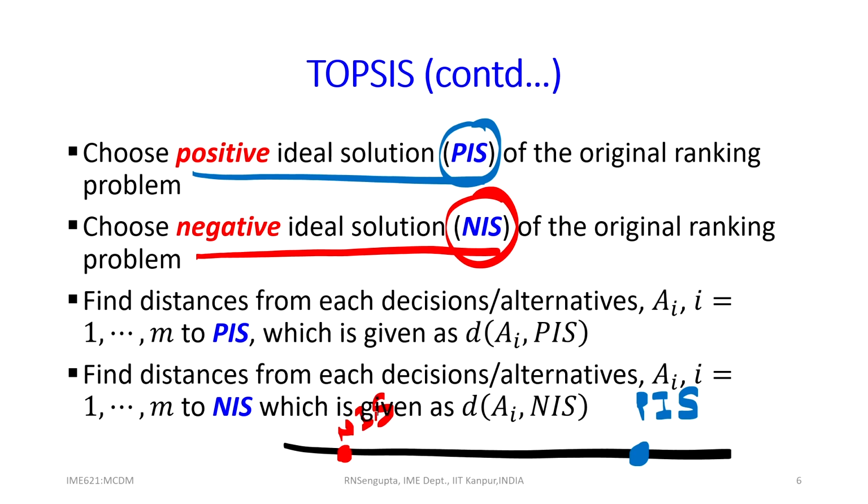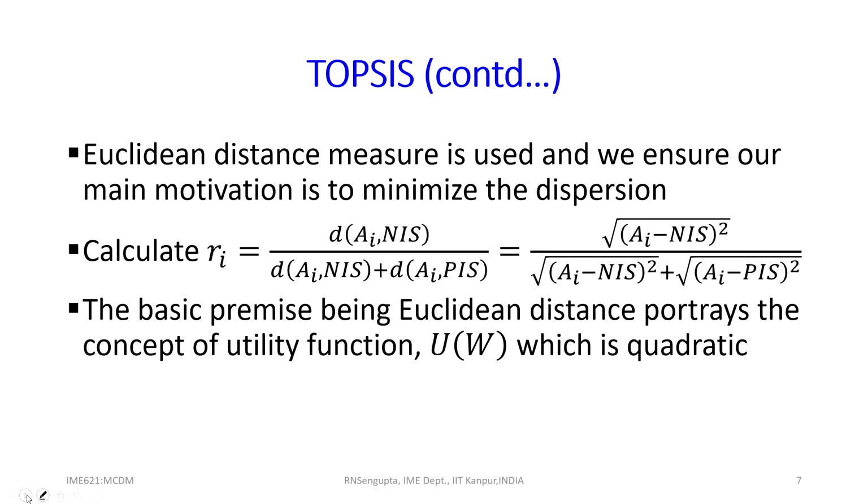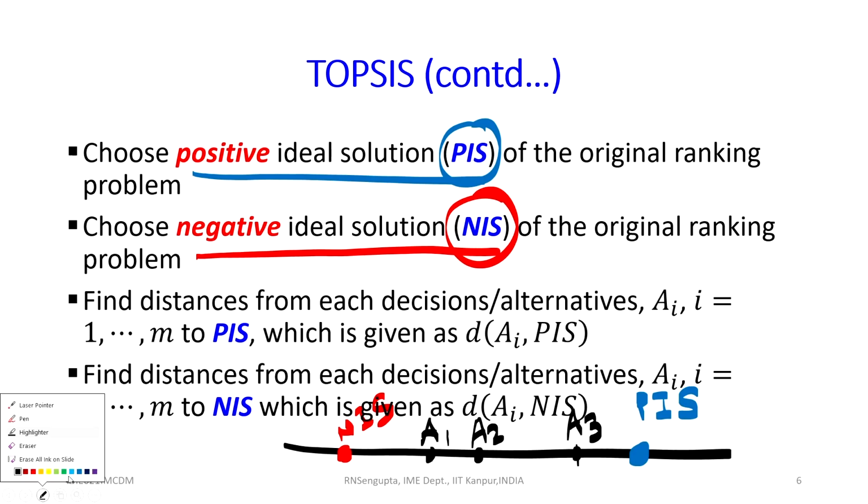So, if you read this third bullet point, find the distance from each of these alternatives. What is the distance towards the PIS? Consider the alternatives I mark in black and mention as A1, then A2 and A3. For each, I find the distance of A1 from PIS.